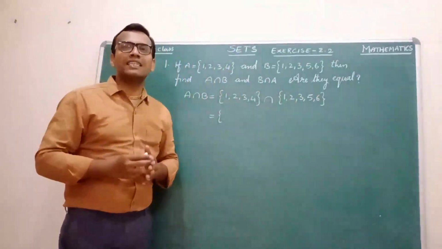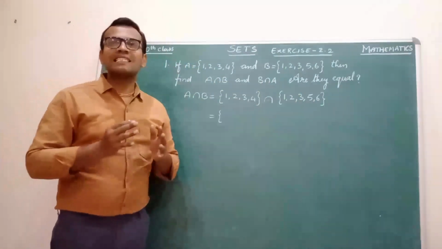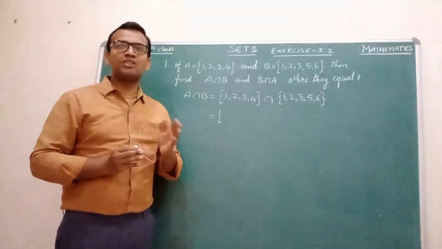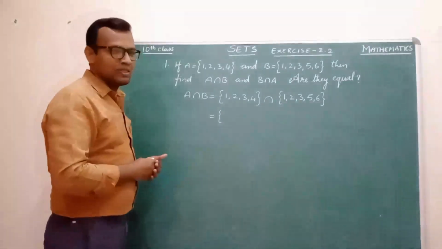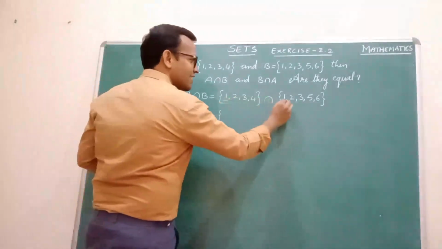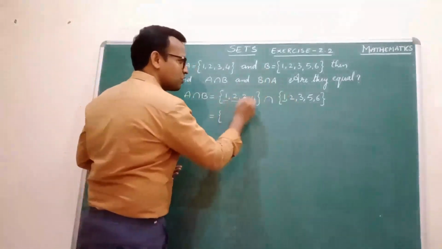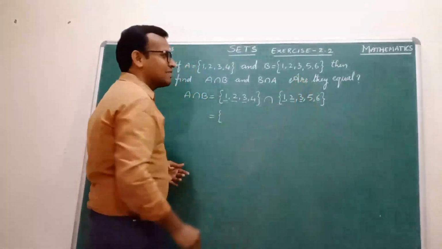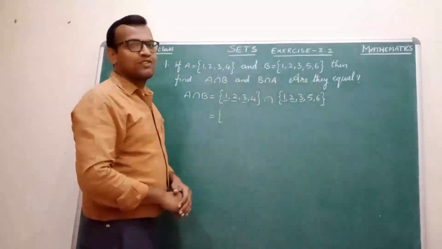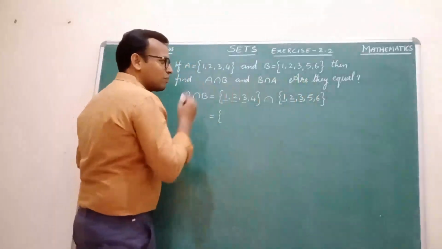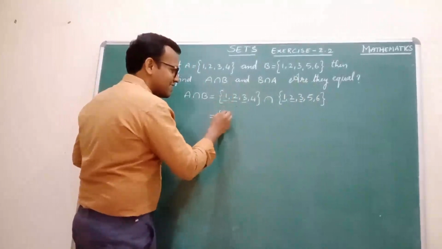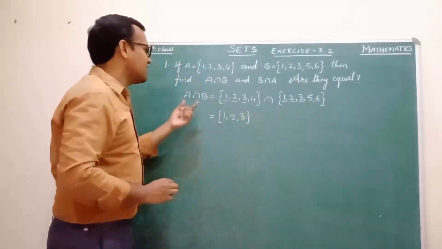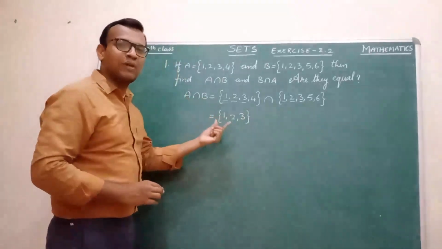Children, we have already seen that the intersection of sets is nothing but the set of the elements in common for both the sets. So which elements are in common? Let's see here. 1 is common in both the sets. 2 is also common in both the sets. 3 is also common, but not 4 and other elements. So the set of only the common elements, let me list here, 1, 2 and 3.